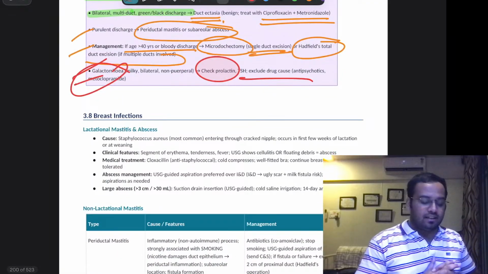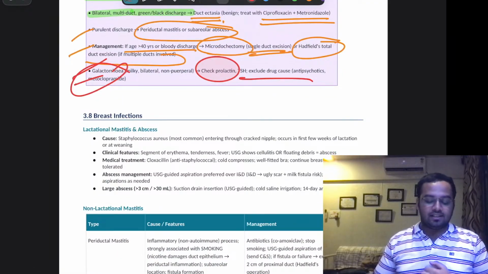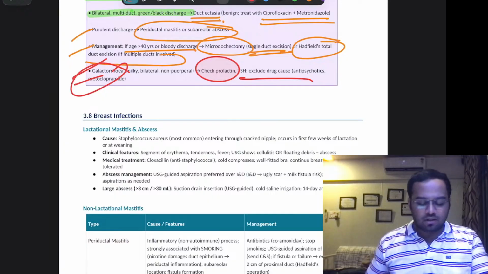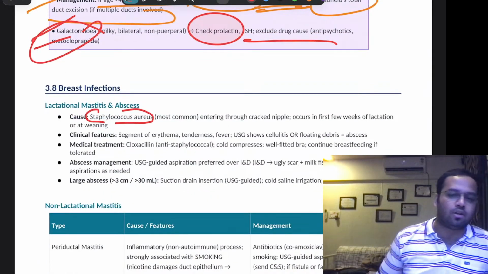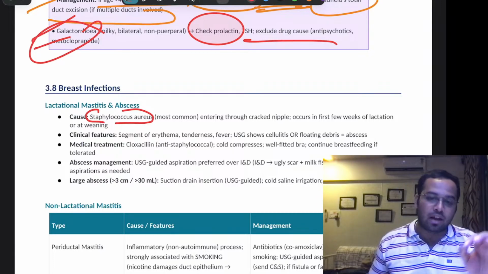So all the breast disorders under one roof, obviously. What are the breast infections? Lactational mastitis and abscess. What is the cause? The cause is Staphylococcus aureus. Staph aureus is the most common cause. Abscess is Staph aureus. Cellulitis, Streptococcus.